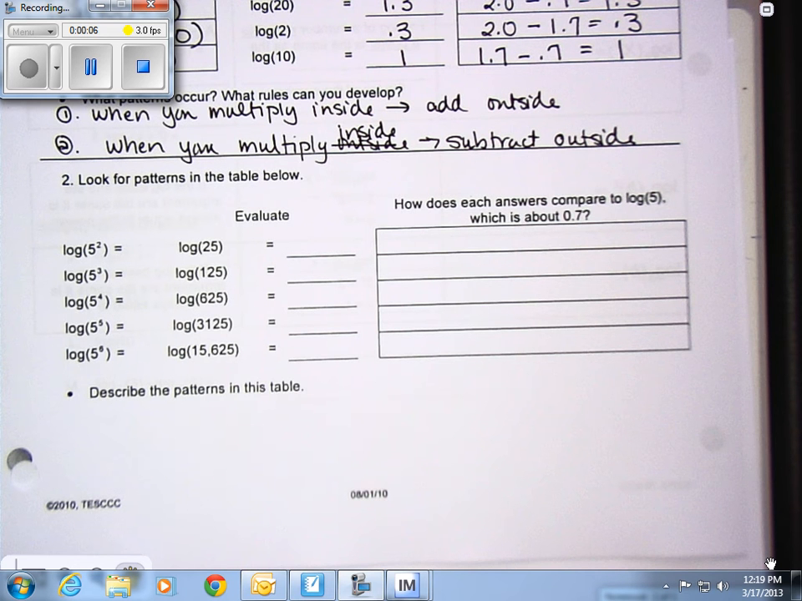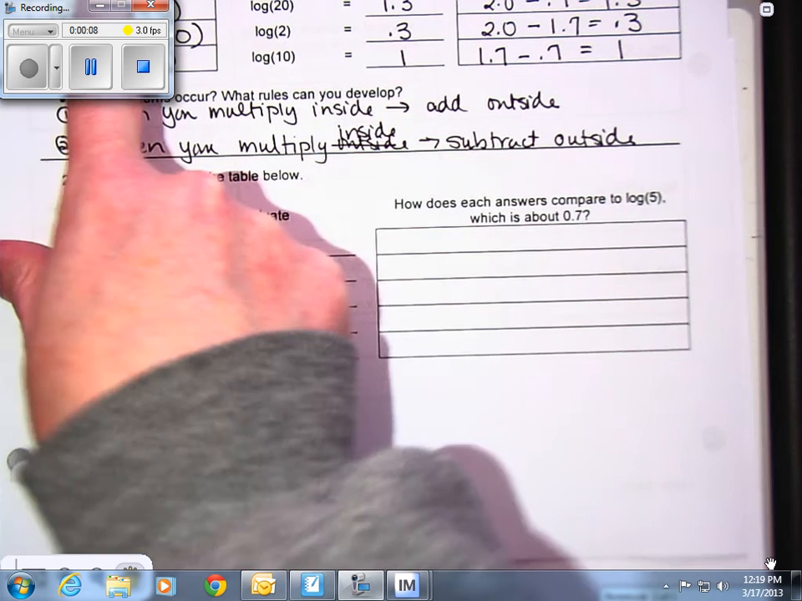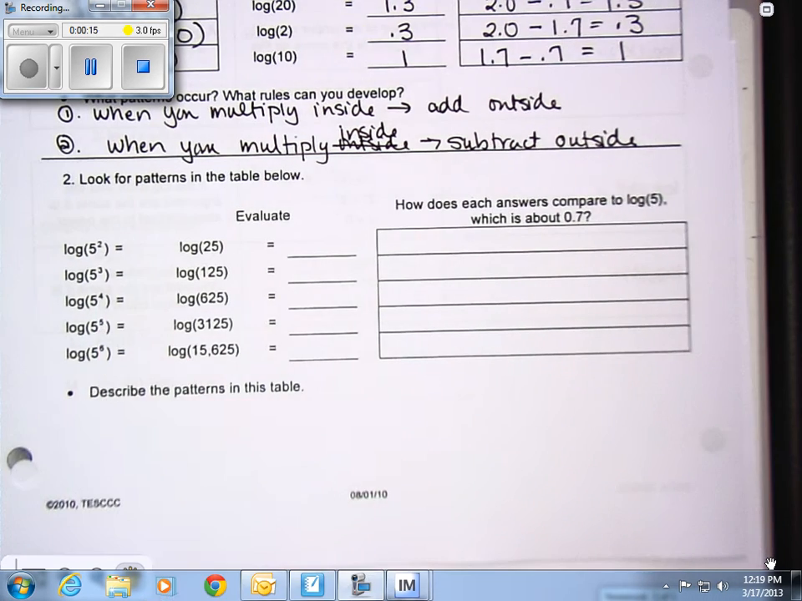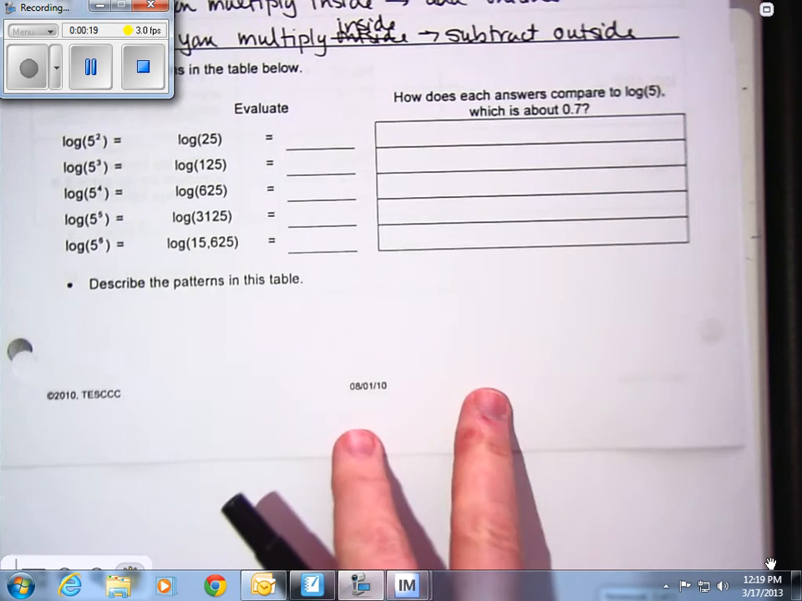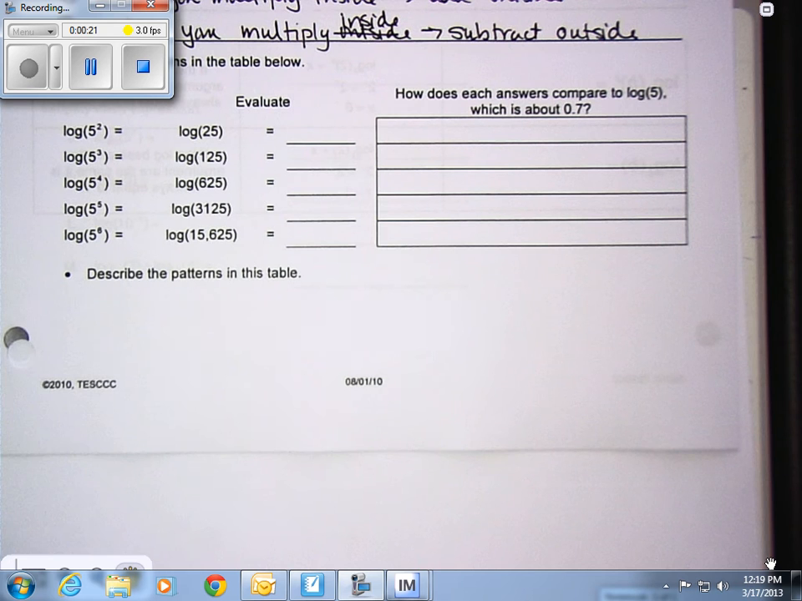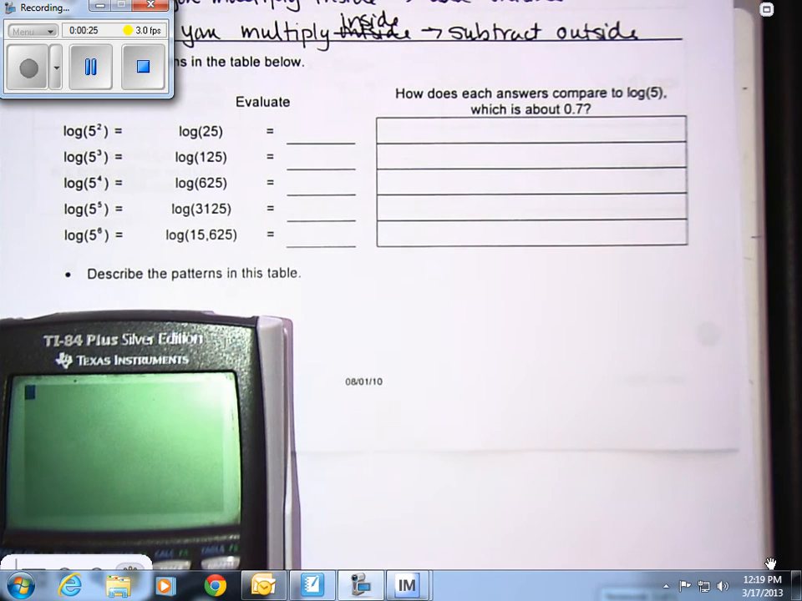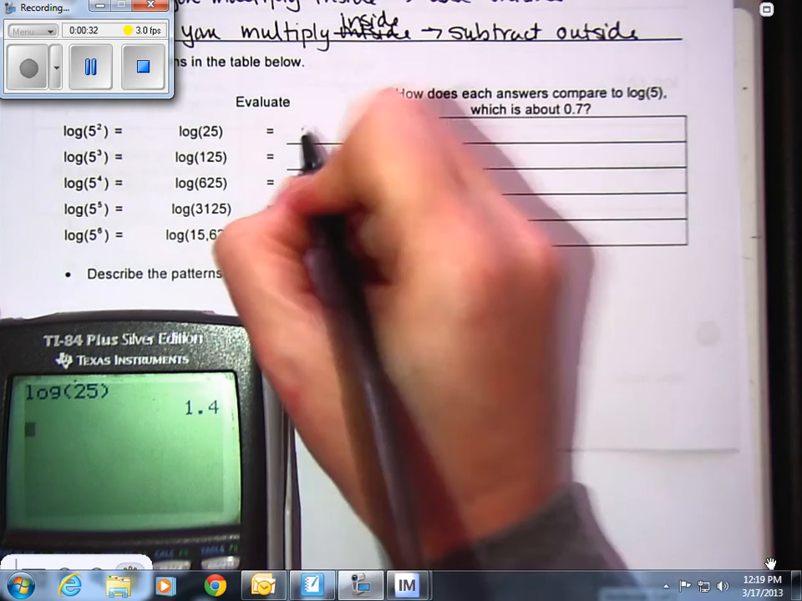See a relationship of what happened if we multiplied on the inside of the parentheses where the log was, or if we divided. Now we're going to move down to look and see what would happen if we were squaring, cubing, raising to the fourth power, etc. So in order to do that, we are going to use our calculator, and we're going to evaluate the log of 25. So the log of 25 is 1.4. That's what we should get.